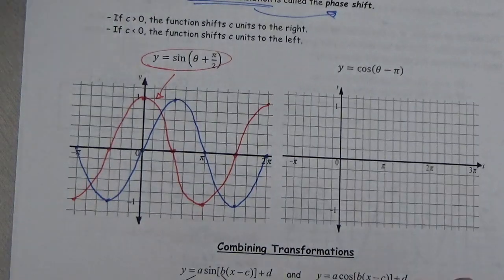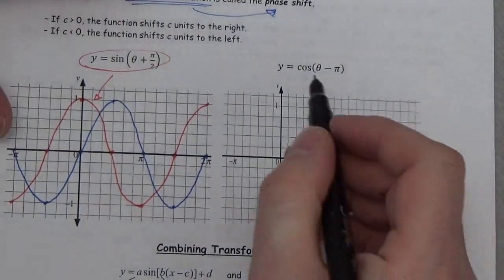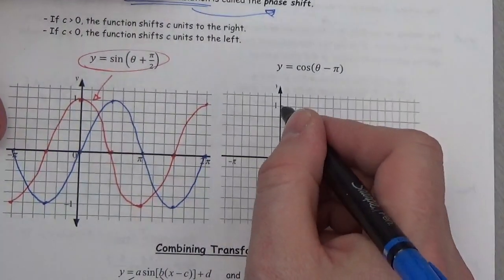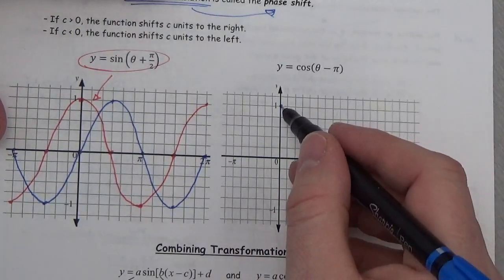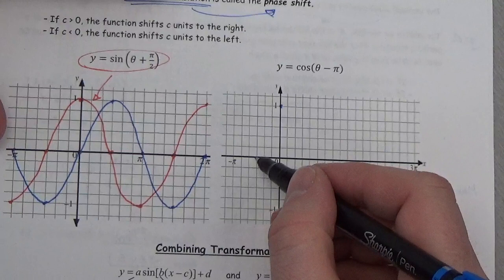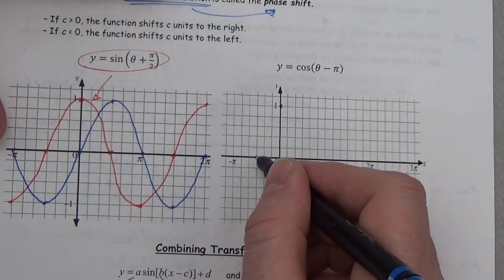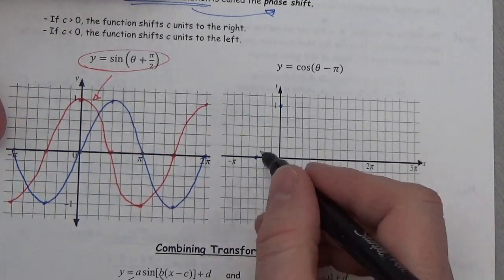Anyway, now let's take a look at this one over here. We're going to start with cosine, and just like I did before, I'm going to start with a cosine. And cosine's going to start there, and in a quarter, or to pi over 2, it's going to go down to its 0 there.